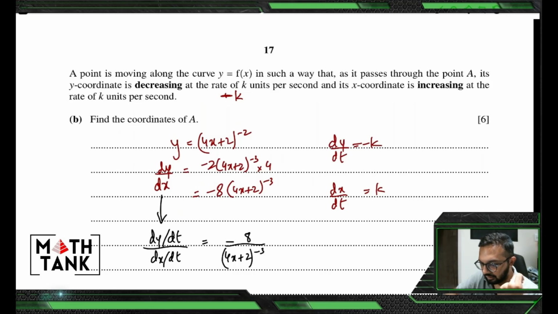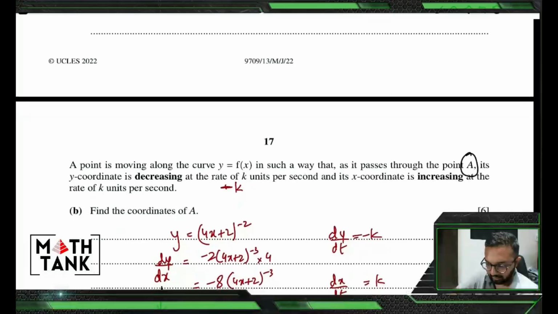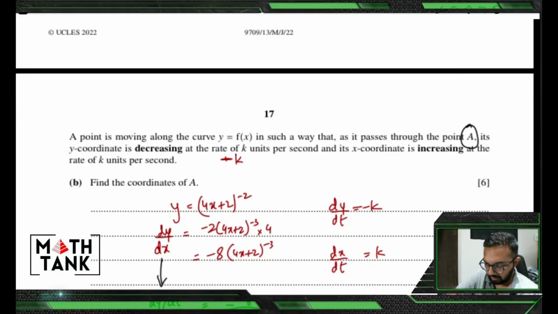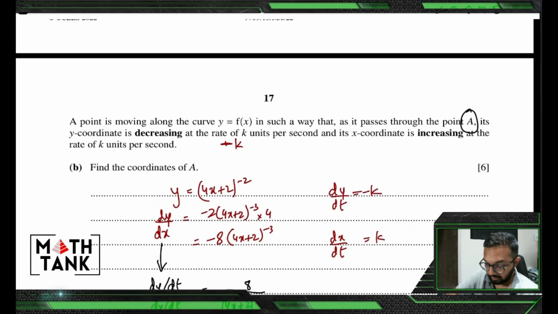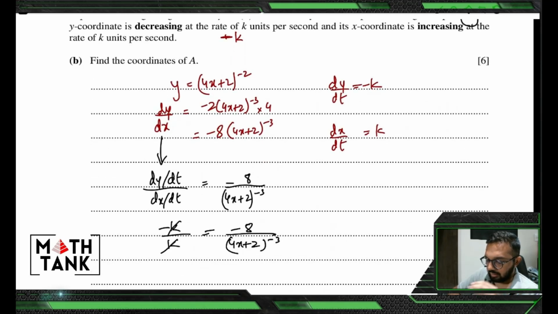It says when it passes through the point A. So I'm looking at the point A. What is the point A? Okay, that's what I have to find. Okay, let's see. So that's minus k over k equals minus 8 over (4x plus 2) power minus 3. Cancelling this, I think the question is simpler from here.